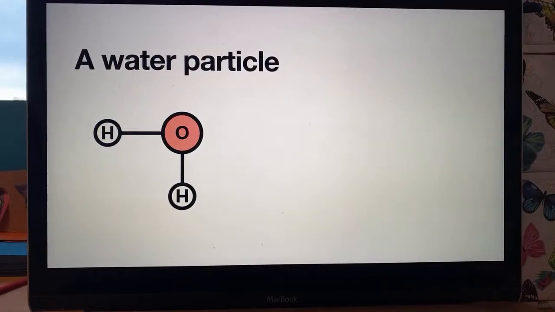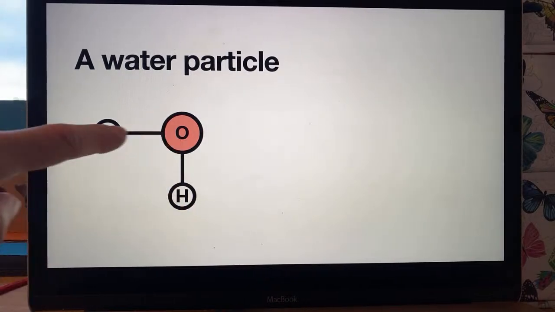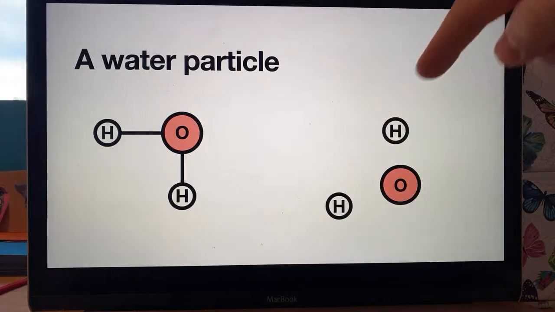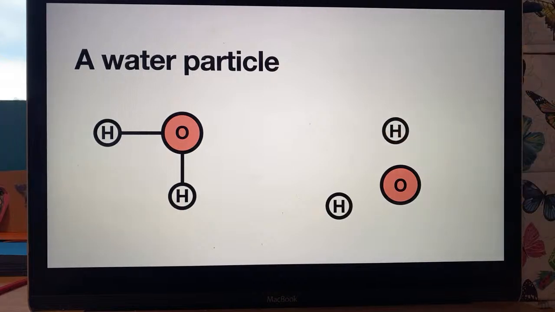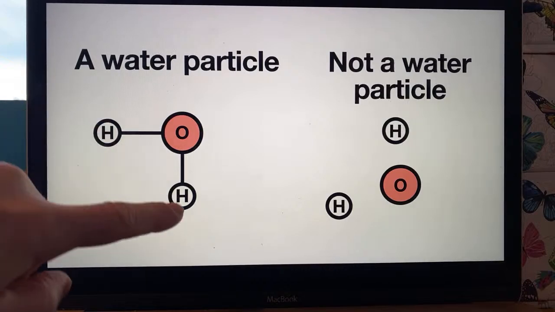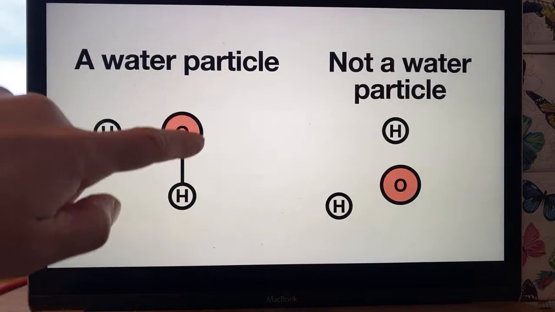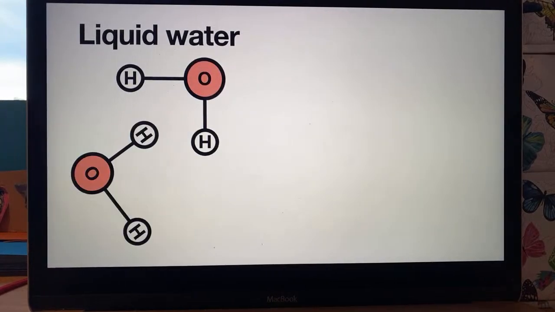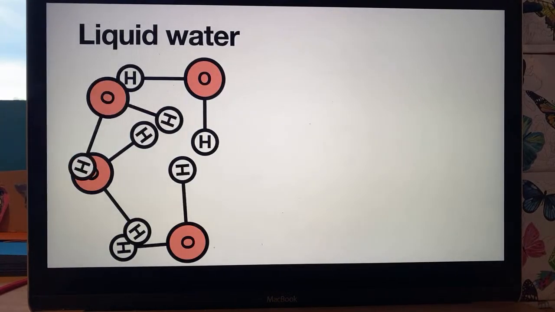You've probably heard water called H2O. A water particle is just two hydrogen atoms bonded, that's what these lines are, to an oxygen atom. So that's a water particle. Is this a water particle? Two oxygen atoms just kind of floating around near an oxygen atom. Nope, it is not. So when I say water particle, I mean 2 hydrogens bonded to 1 oxygen, okay? Water particle.